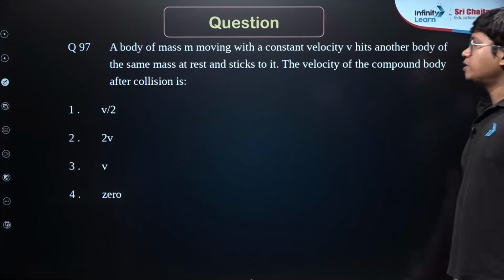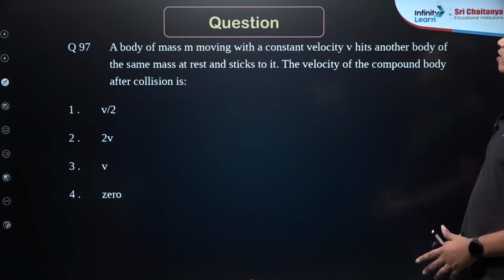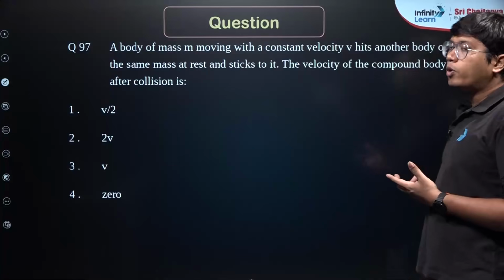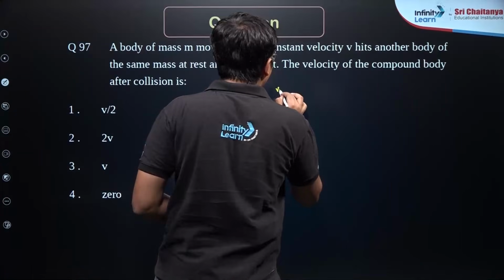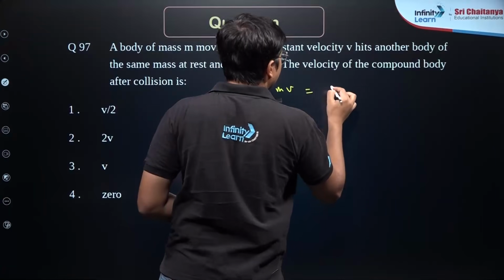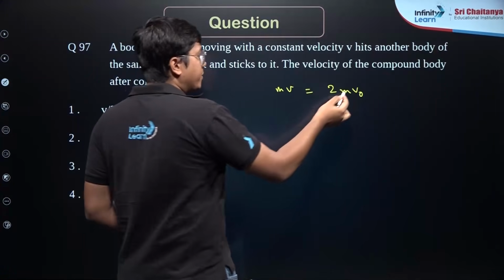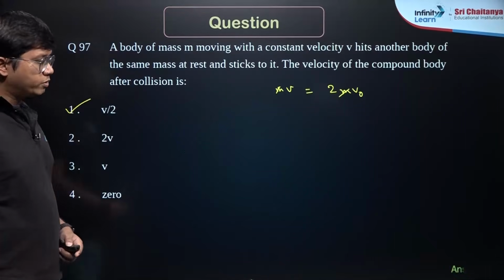Next one, this says body of mass m moving with a constant velocity v hits another body of the same mass at rest and then it sticks to it. The velocity of the compound body is how much? So this is an inelastic collision. So we know m into v is basically 2m into v naught, because now both the masses are moving with the same speed. Take it out, v naught will come out to be v over 2. It's option 1.